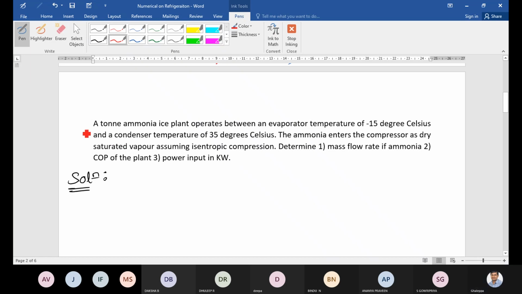First point, read the statement. A 10 ton, okay, there is a spelling mistake, you write 10. A 10 ton ammonia ice plant operates between evaporator temperature minus 15 degrees Celsius. So evaporator is given, this is one component, and temperature is given.